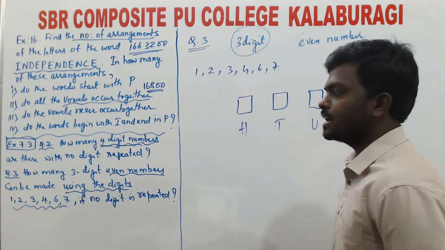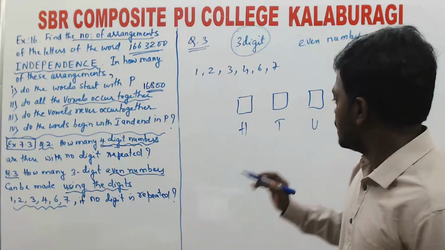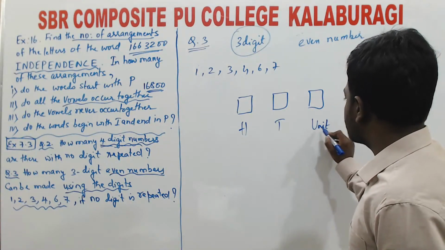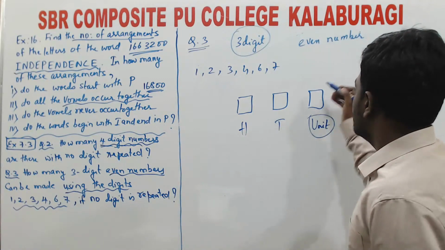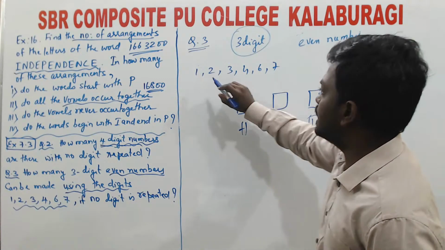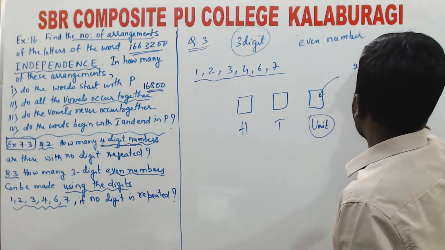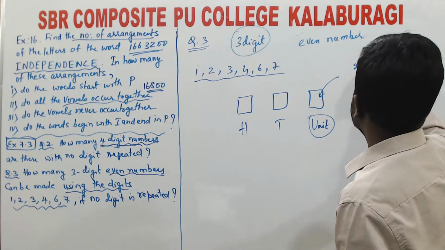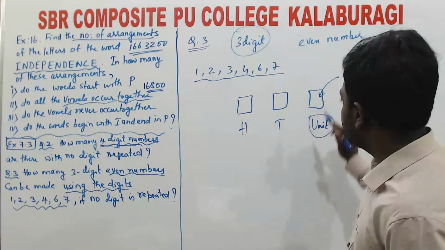Tens place and hundreds place, right? So if a number is even, the units place must be filled by even numbers only. Okay, students, what are the even numbers in the given question? The even numbers are 2 or 4 or 6. So how many options do we have to fill this one?